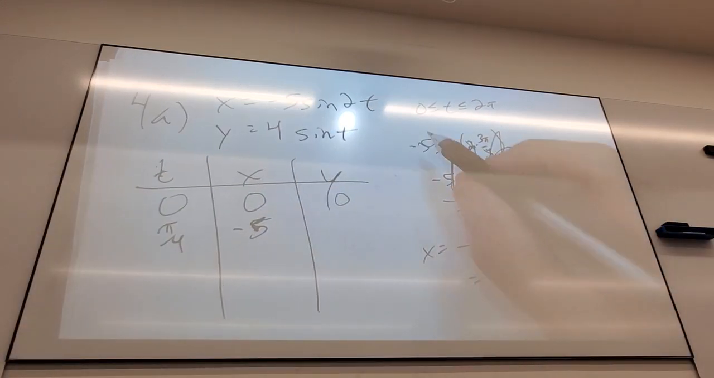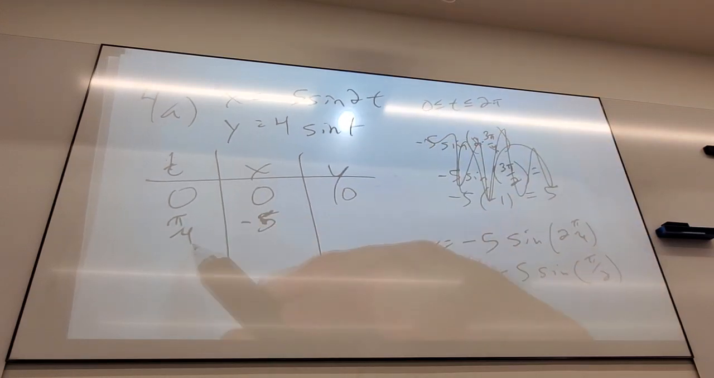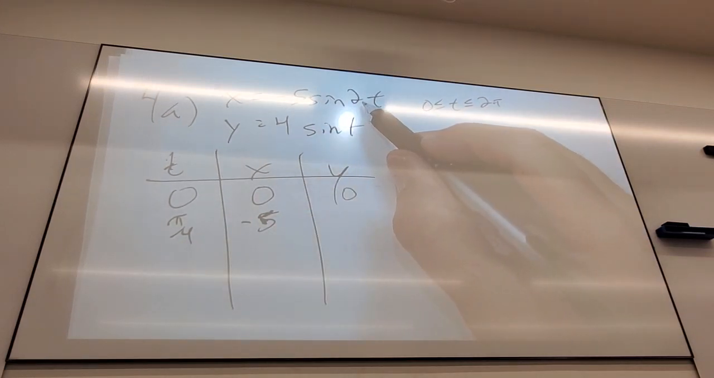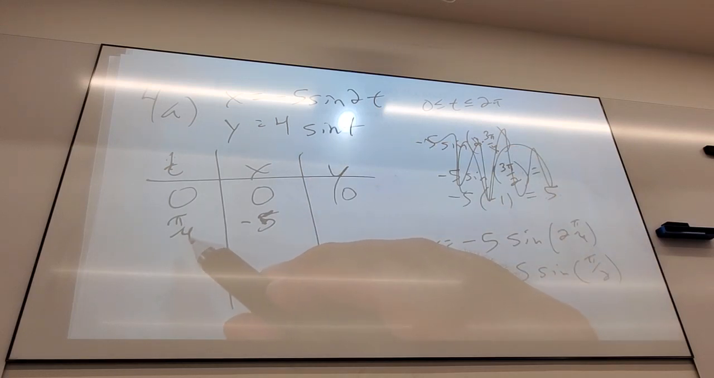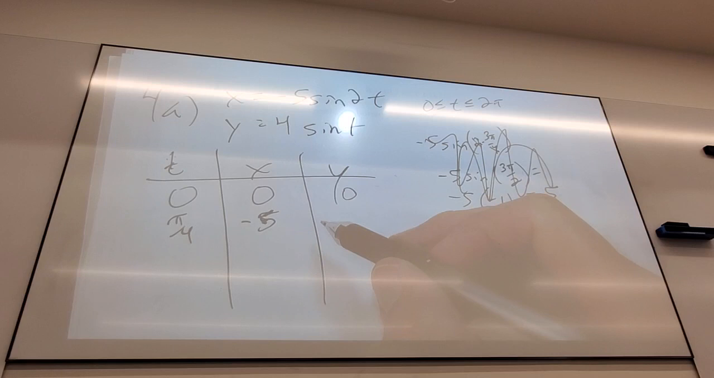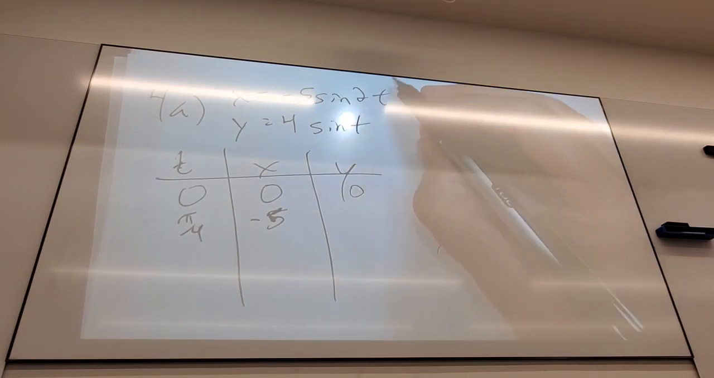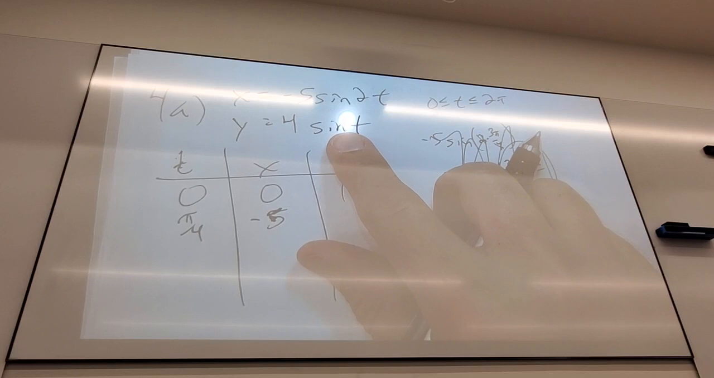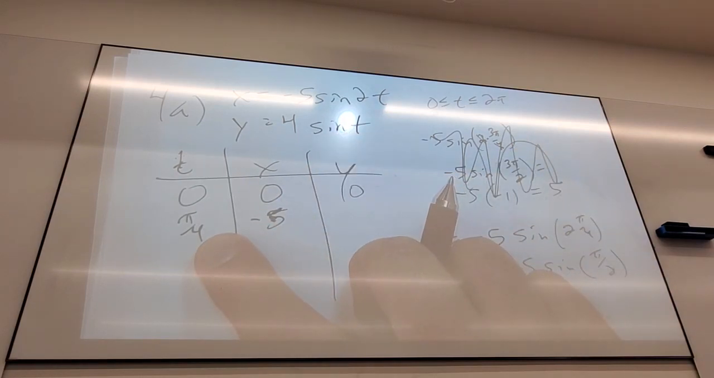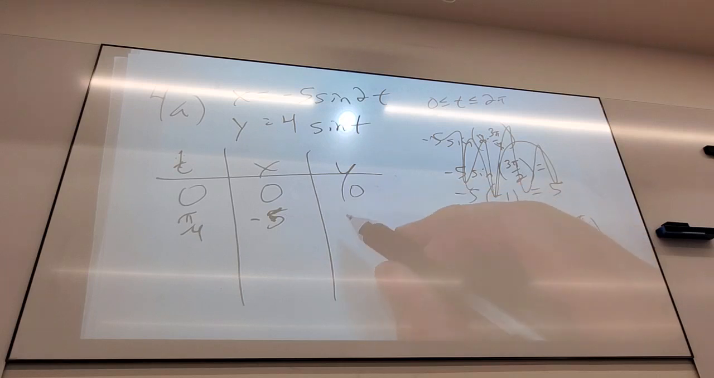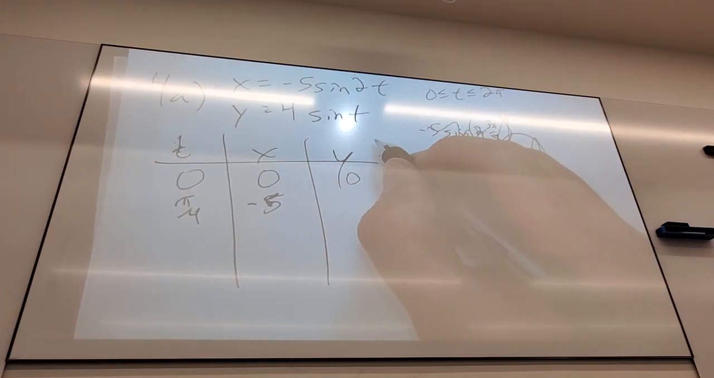And everybody, please, you're just plugging numbers in, and you're the one picking the numbers to plug in. So I'm not going to plug in something like pi over 5, because I don't know that angle. I'm going to plug in stuff like pi over 4, pi over 2. So what do I get here? What's the sine of pi over 4? No, it's not. It's rad 2 over 2. Square root of 2, yeah, rad 2 over 2. So I get 4 times rad 2 over 2. I get 2 rad 2.